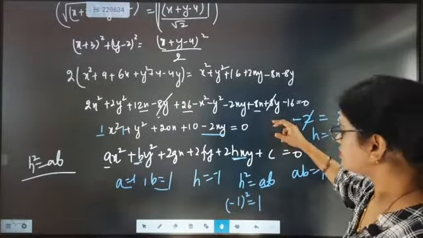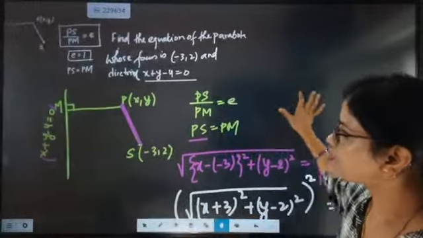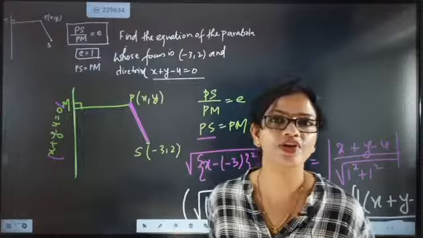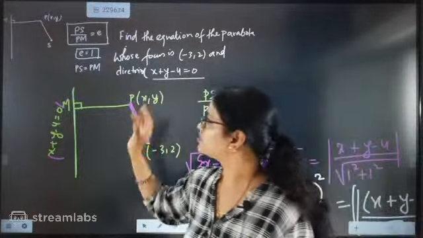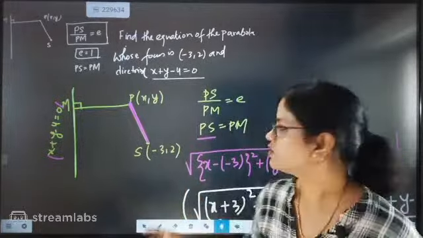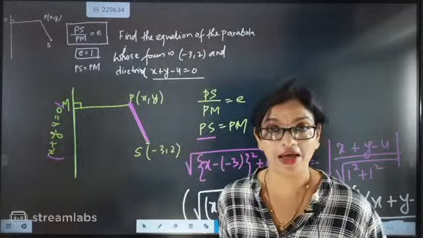Now look here, beta. What have they given you in the question? A simple question: a fixed line is there. The equation of the fixed line is x plus y minus 4 equal to 0. Now they told that one focus is given to you. The focus is minus 3 comma 2. Then they ask us to find the equation of the parabola.